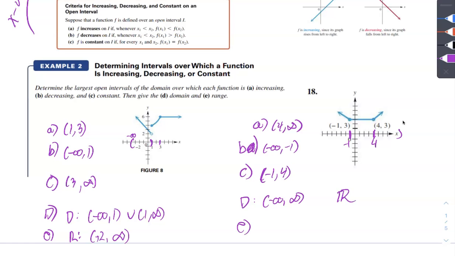E, the range, the lowest I see is 3, and then it goes all the way up to infinity. So bracket 3 to infinity. Again, bracket because it actually takes the value of 3. So that's how you do increasing, decreasing, and constant.